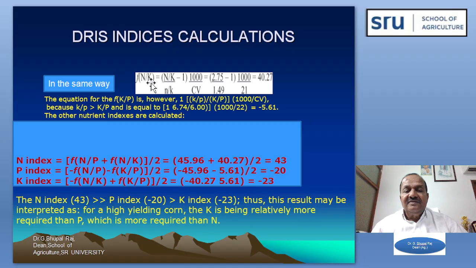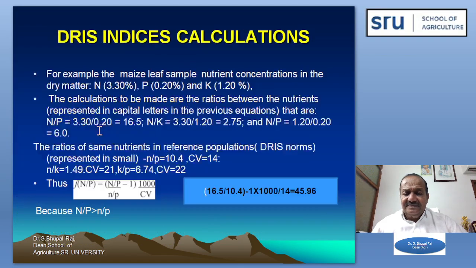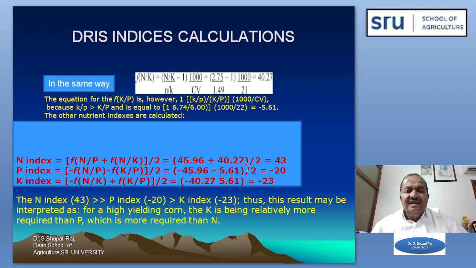Like that, functional N by K is calculated, and likewise for all these functional values. For example, the nitrogen index: we have taken into consideration only three elements. Earlier we calculated the function N by P as 45.96. Then the function N by K, derived here by calculation, is 40.27. So how do we calculate the nitrogen index?